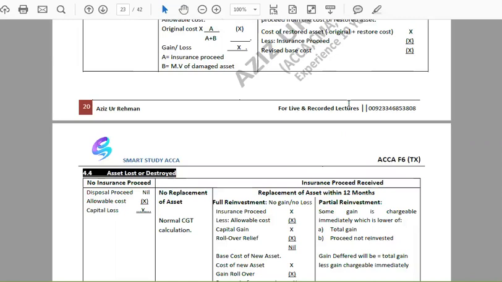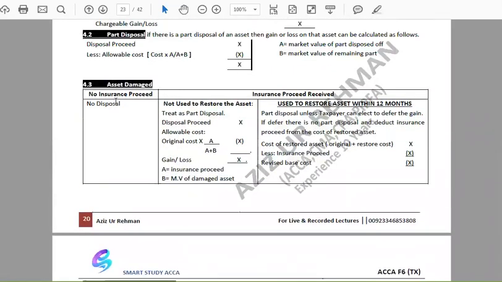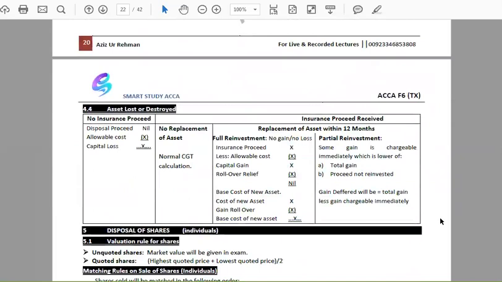Asset damaged means only a portion or part of the asset has been damaged, while in case of asset lost or destroyed, 100% of the asset has been lost, or transferred without receiving any consideration. So asset lost or destroyed means 100% of the asset, the full asset, is now defective.